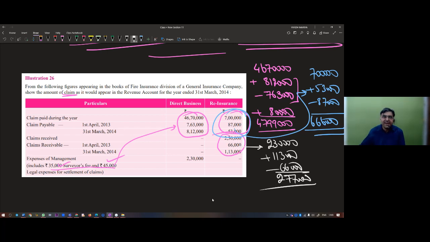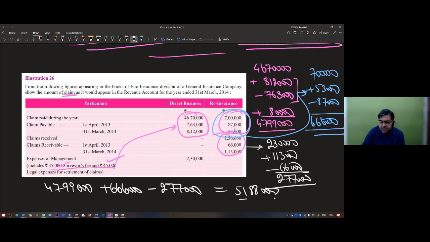Now claims, direct business, claims, reinsurance business. One is paid, one is received. 4799 plus 666 minus 277,000. The answer is 5188000. In thousands, it is 5188.